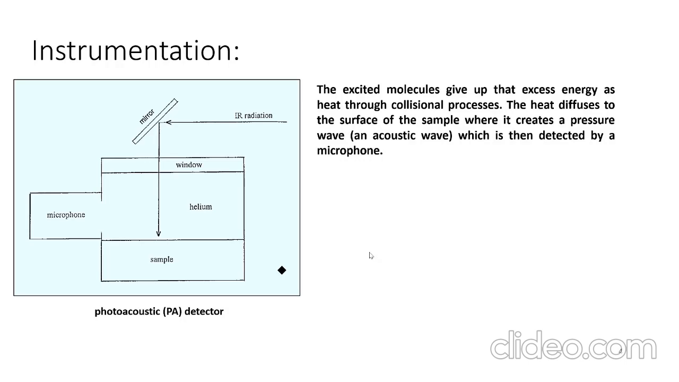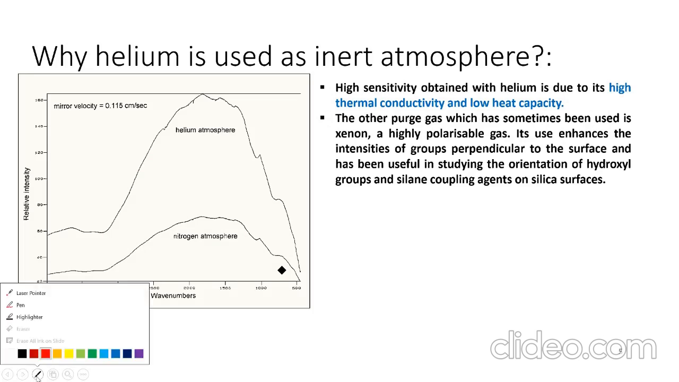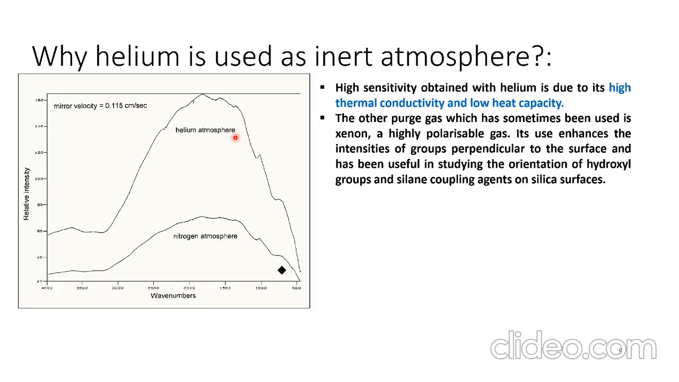So this is a typical instrumentation of the photoacoustic detector. Suppose the IR radiation is coming, it goes to the mirror, and here the chopper is applied, and we can modulate the intensity, its decrease and increase. So the modulator is applied over here. I hope my cursor is visible.